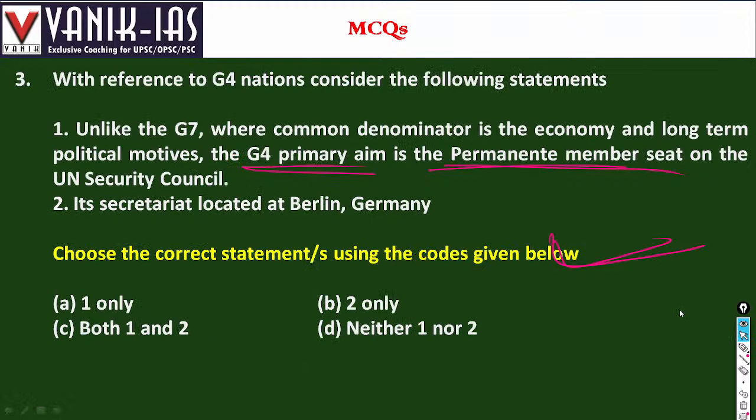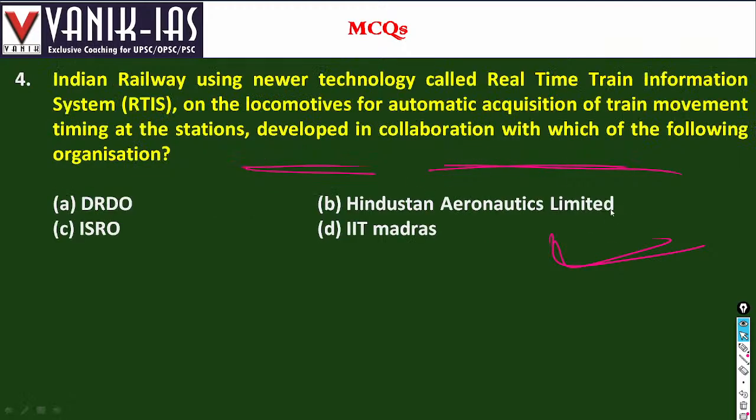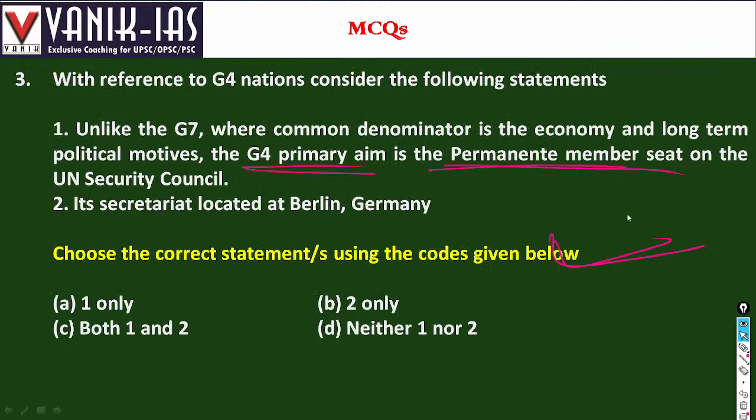With reference to G4 nations, consider the following statements. Unlike G7, where the common denominator is the economy, for G4 the aim is long-term political, permanent membership in the UNSC. Yes, G4 members. The objective of G4 is permanent membership in the UNSC. So the first statement is right. Its secretariat is at Berlin, Germany. No, G7 does not have any secretariat. The secretariat of G7 is not at Berlin. It does not have any fixed secretariat.